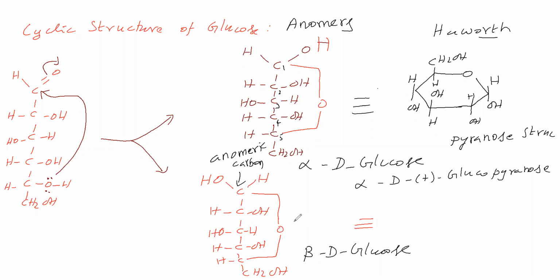Now for this one, we will also draw a 6-membered ring. This 6-membered ring is a cyclic ether. Now the first carbon has the OH group on the left side.